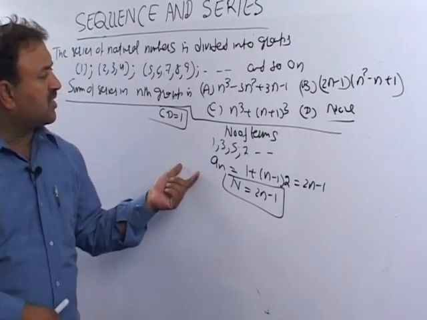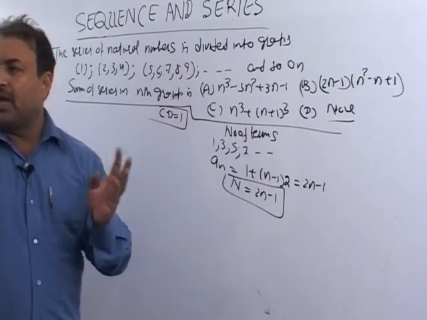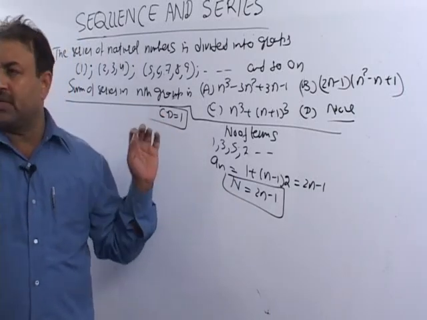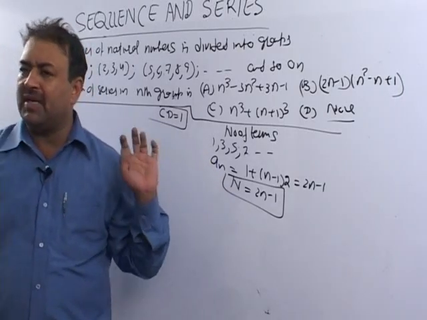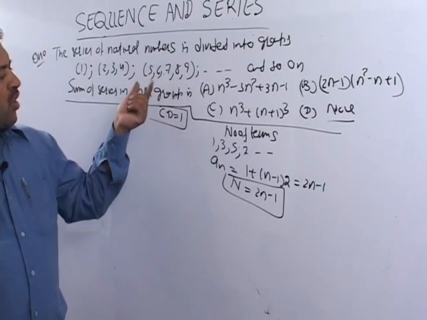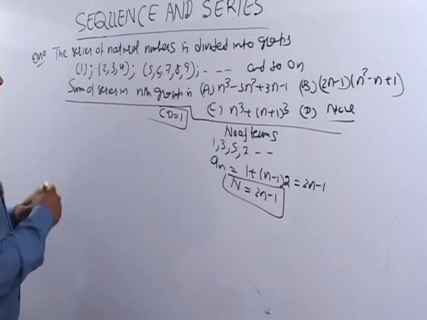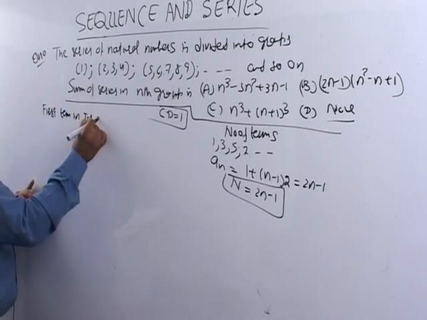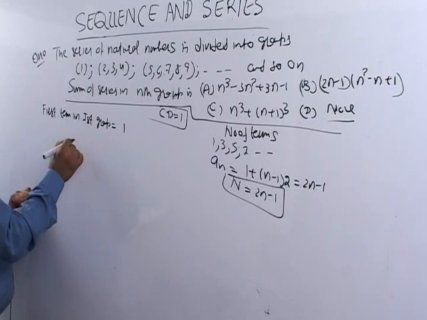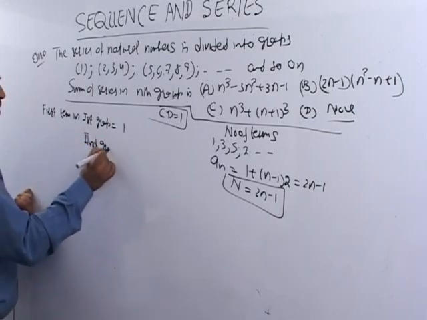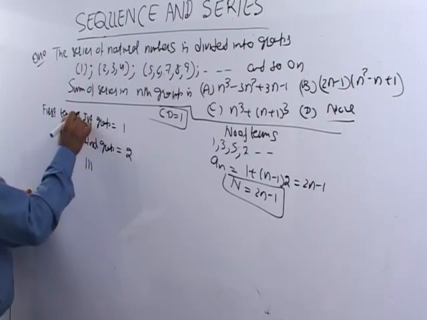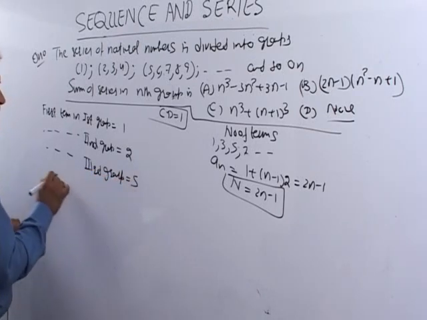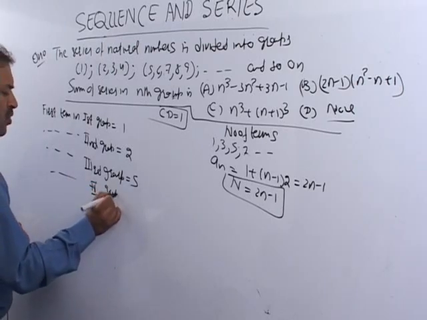Now to find the sum in the nth group we need the number of terms, the common difference, and the first term, because the formula is n by 2 into (2a plus (n minus 1)d). The complex part is finding the first term. The first term in the first group is 1, in the second group it is 2, in the third group it is 5, and in the fourth group it is 10.